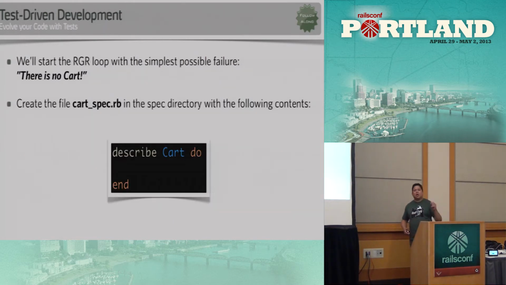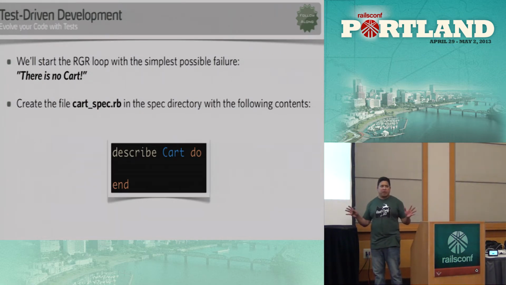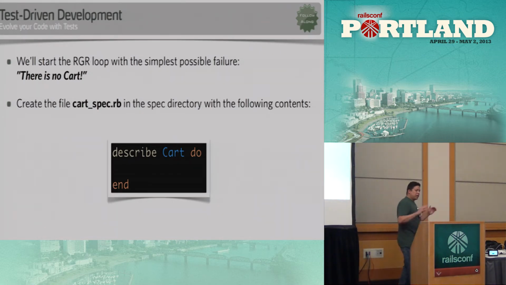Okay, so let's start our red-green-refactor loop with the simplest possible failure. We're going to build this mini shopping cart, pure Ruby right now. I wanted you to start with the cart_spec, which is going to be in cart_spec.rb, and it's going to have just a describe block that specifies a class that we don't have yet, Cart. And it's going to be an empty block of code.